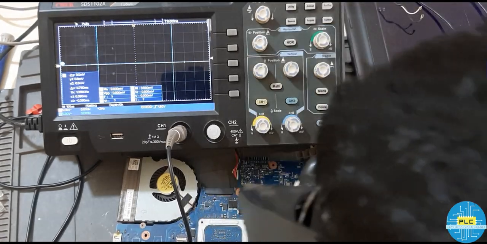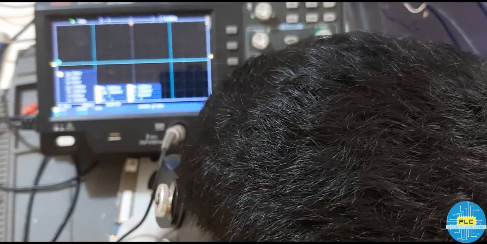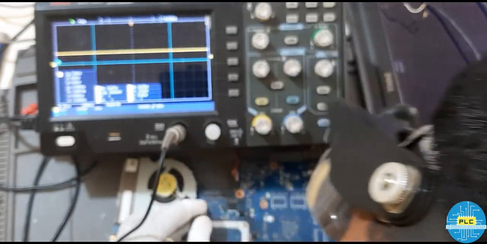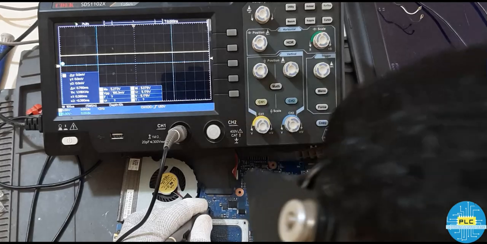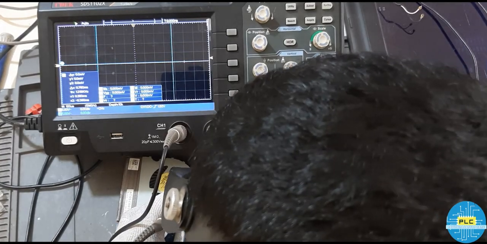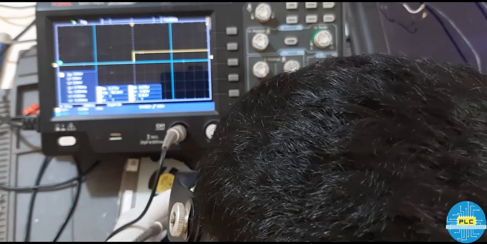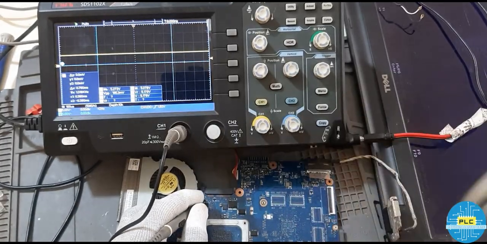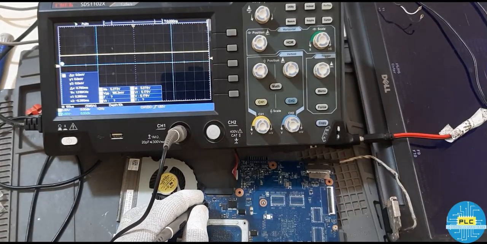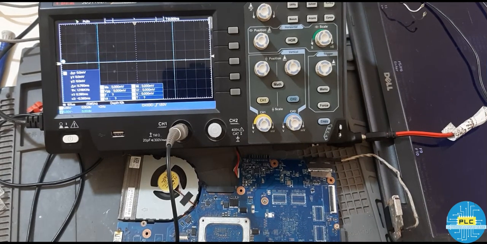The pin number 8, yes, it has 5 volts. And pin number 22, 5 volts. Pin number 23 having 5 volts. After this, pin number 2, the enable signal, we are on, is available or not?